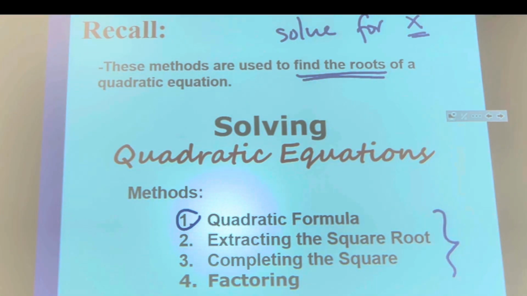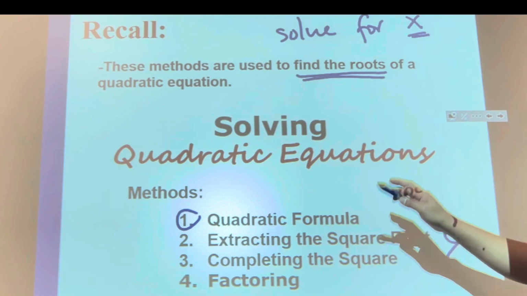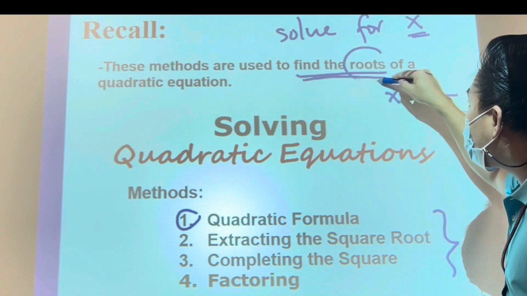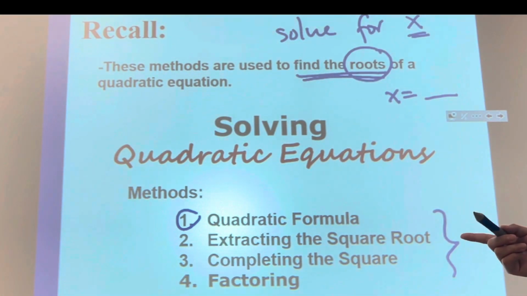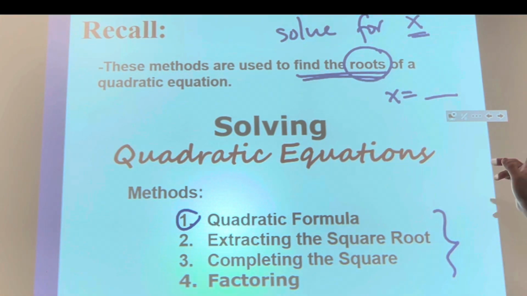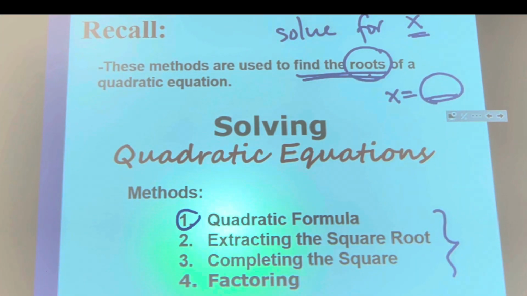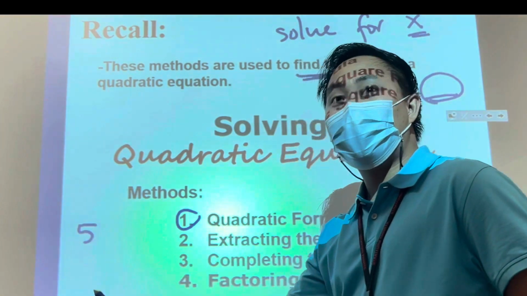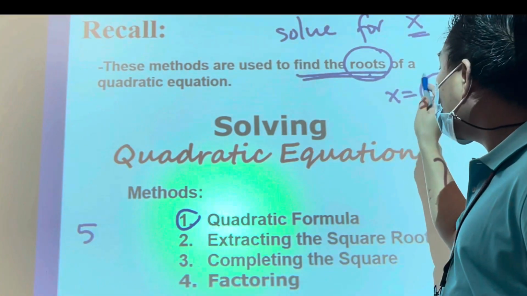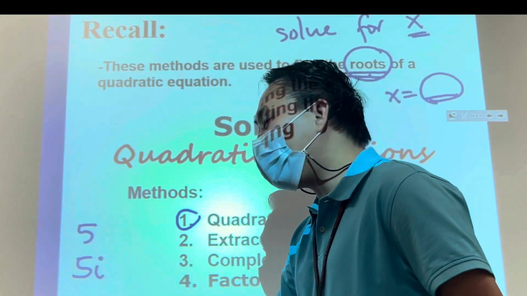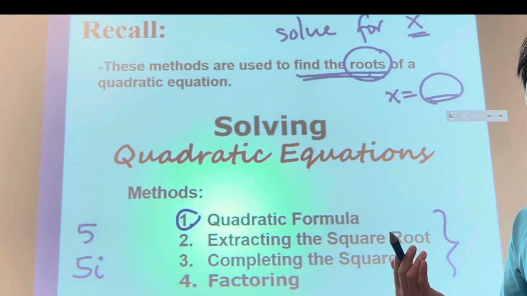The answers that you will get from using these methods, like x is equal to something, that's what you call roots. Okay, the roots, that's the term. Sometimes the roots are real numbers, like you can have an answer equal to 5, 7, 1/2. Or the roots could be imaginary numbers, like 5i, 6i.